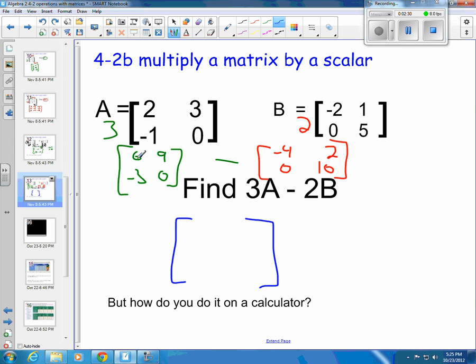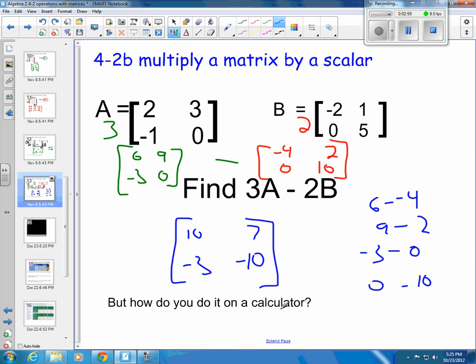Then we're ready to actually do the subtraction of the matrices and get my final resultant matrix. So I'm going to take 6 minus a negative 4, which should be 6 plus 4, so that's a 10. I've got 9 minus 2, so that's going to be 7. Then I'm going to have negative 3 minus 0, which is a negative 3. And then I've got 0 minus 10, and 0 minus 10 is a negative 10. So this would be my resultant matrix.